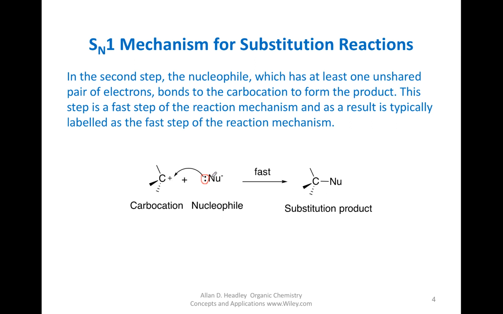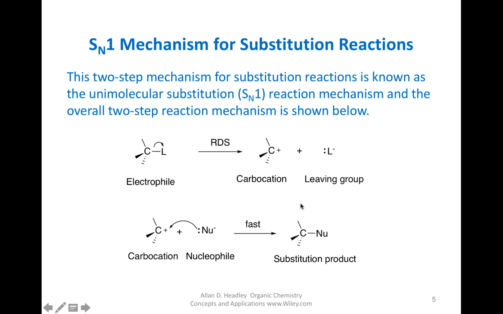Once again, remember that electrons are negative and carbocations are positive, so they will attract because opposites attract. This reaction, as you can imagine, is very fast, because we have electrons that are bonded to a positive. So that's a fast step in the mechanism, which is the second step of the mechanism. And here we have the substitution product. So this is the overall mechanism, or the overall two steps for the mechanism.